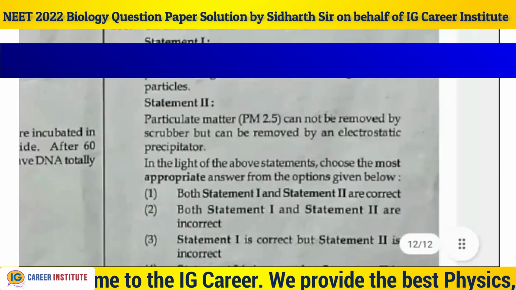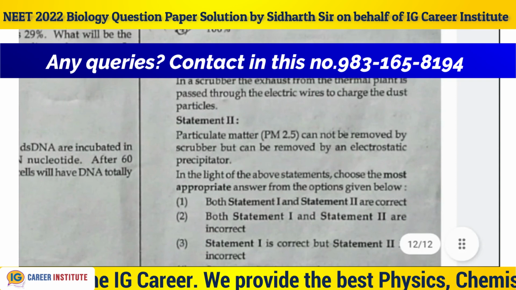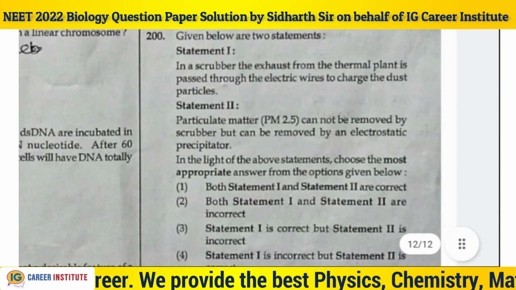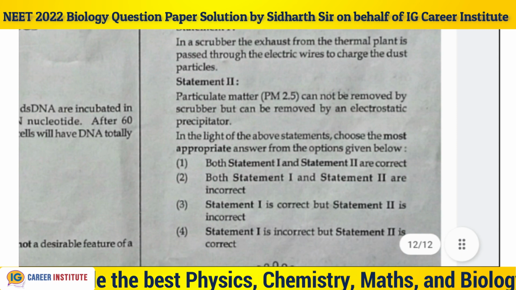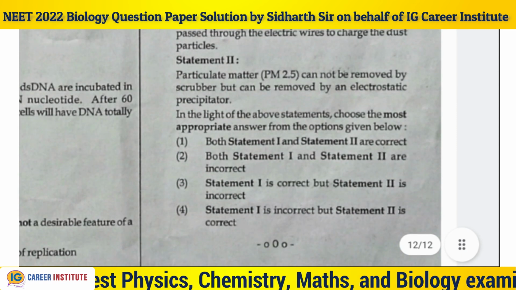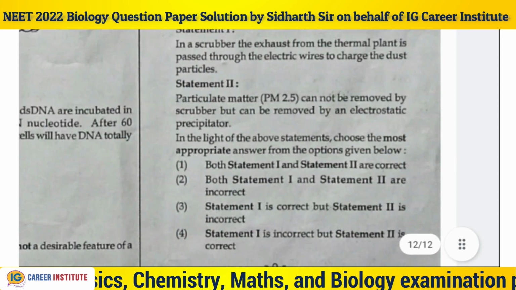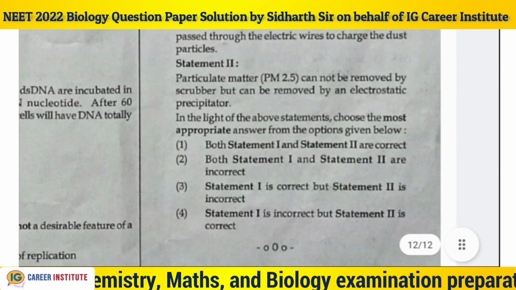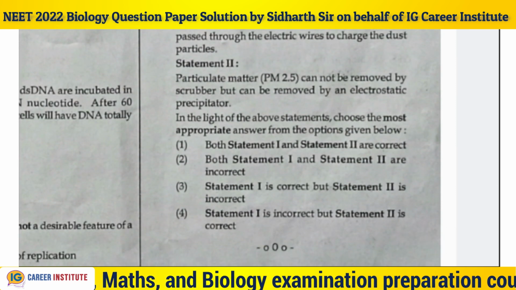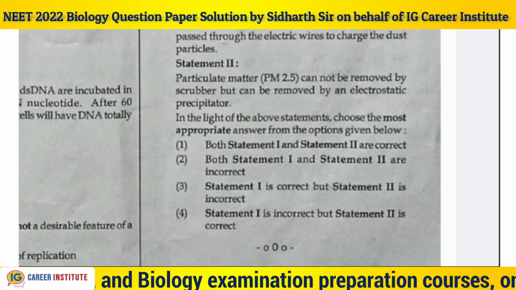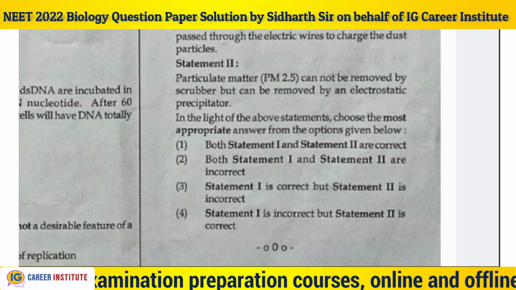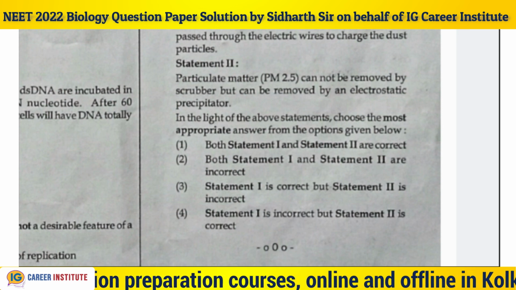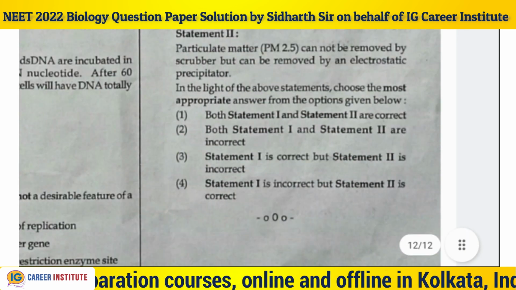Then we come to the last question. Statement 1: a scrubber, the exhaust from the thermal plant is passed through electric wires to charge the dust particles, right? No, it's wrong. Particulate matter PM2.5 cannot be removed by a scrubber but can be removed by an electrostatic precipitator. That is a correct statement, an NCERT statement. So option 4 is the right answer because statement 1 is incorrect and statement 2 is correct.